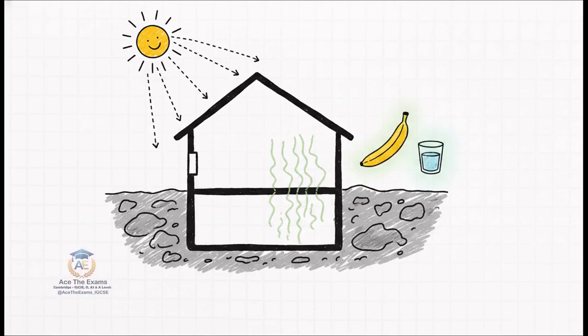Then you have cosmic rays, which are just high-energy particles raining down from the sun. Oh, and here's a fun little fact for your exam. Radioactive potassium-40 is naturally absorbed by our bodies through the food we eat. That basically makes bananas slightly radioactive.